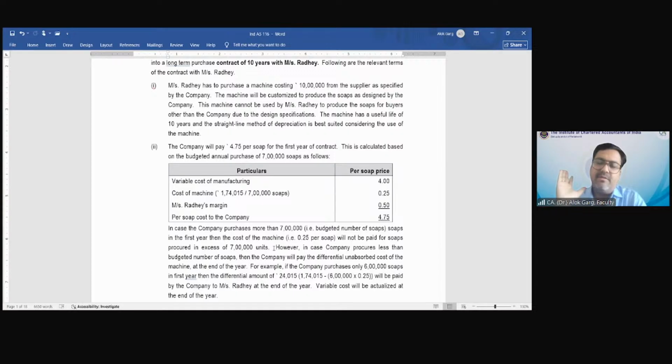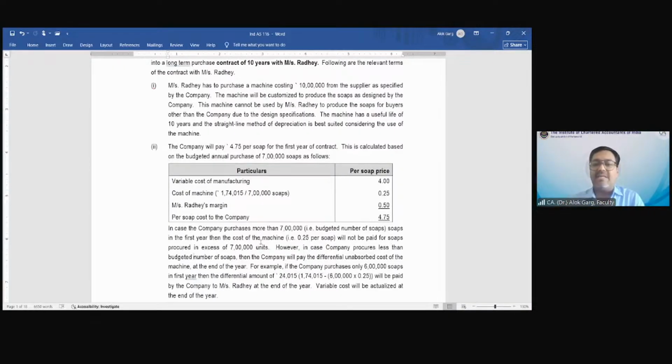1,74,015 रुपी। ये 1,74,015 रुपए की कॉस्ट है, ईयरली कॉस्ट। ठीक है। इसको डिवाइड बाय 7 लाख किया तो 25 पैसा पर यूनिट कॉस्ट आ गई। अगर बजटेड परचेज जो 7 लाख है इसके बियॉन्ड जाती है तो उसके बियॉन्ड यूनिट के लिए दिस 25 पैसा will not be payable for the amount in excess of 7 lakh units.